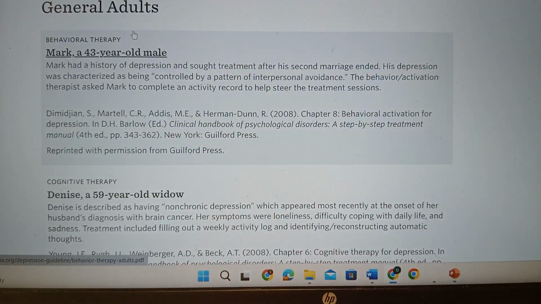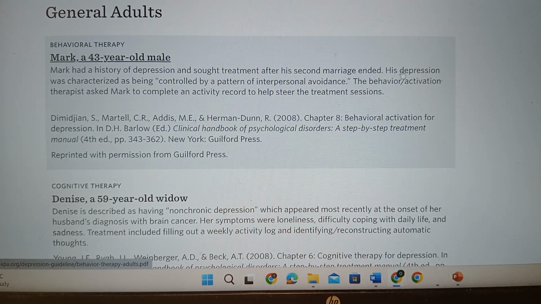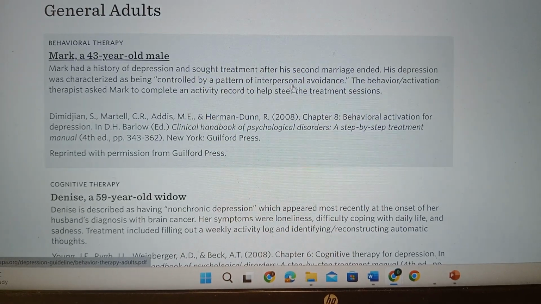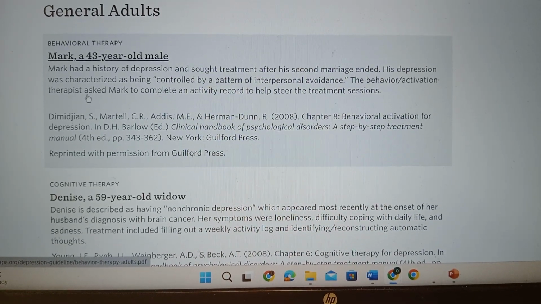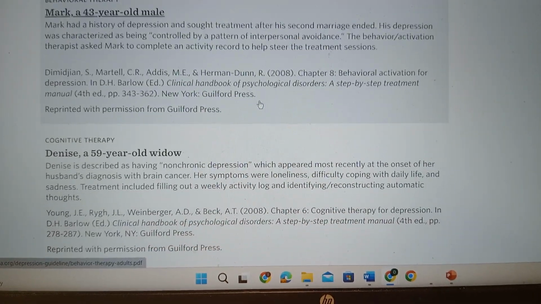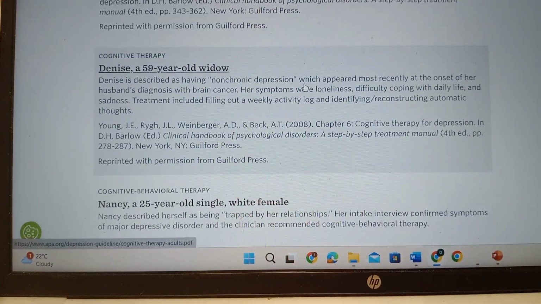Or Mark had a history of depression and sought treatment after his second marriage ended. His depression was characterized as being so-so. The behavior therapist asked Mark to complete an activity record to help steer the treatment. And so forth and so forth.